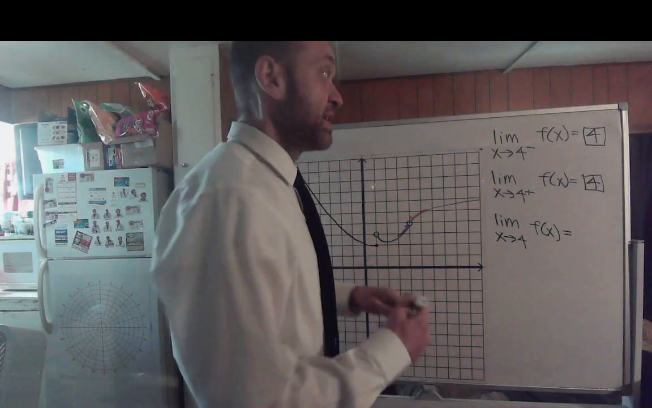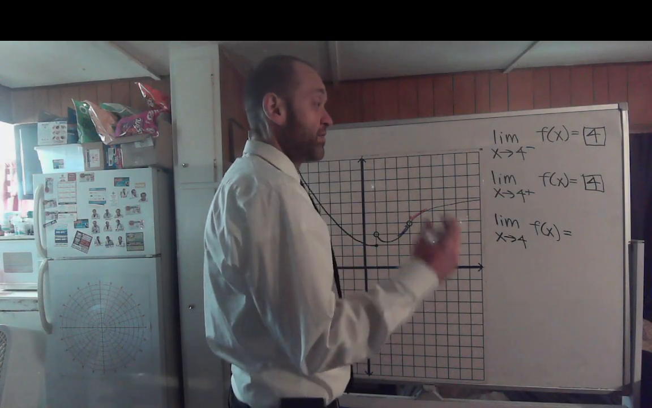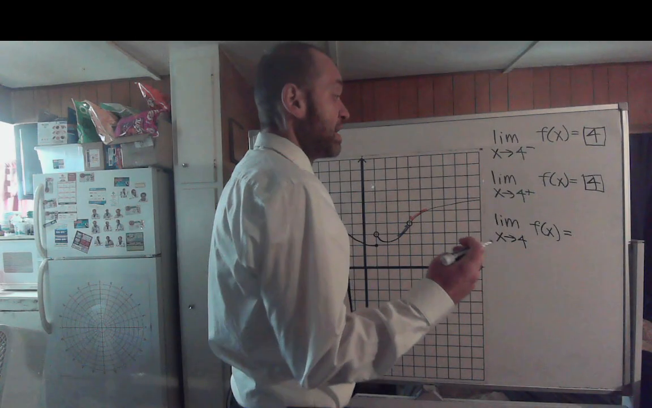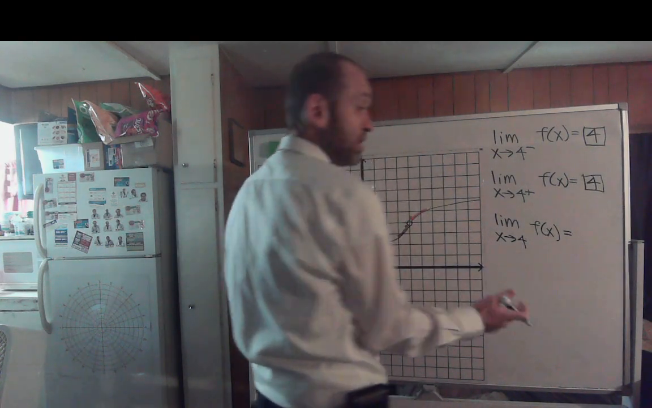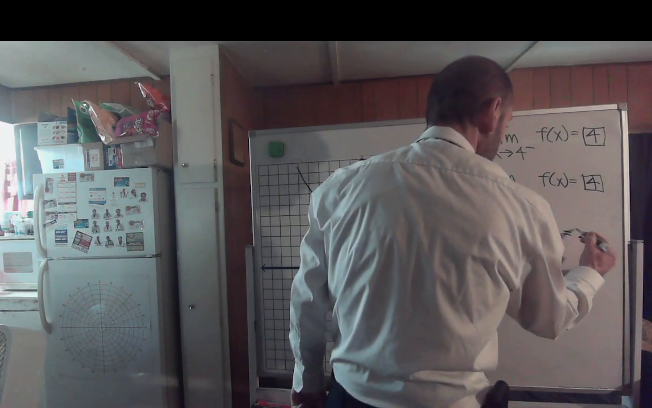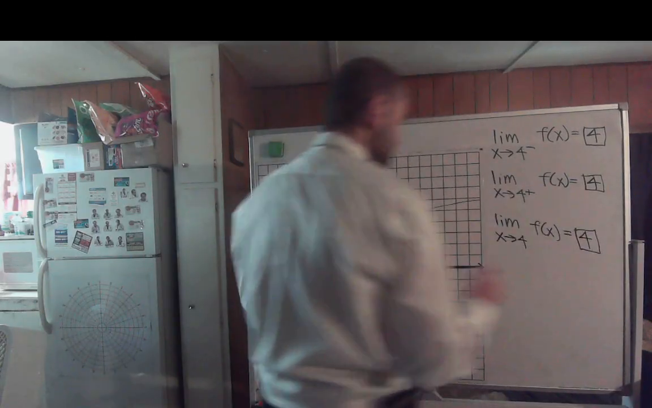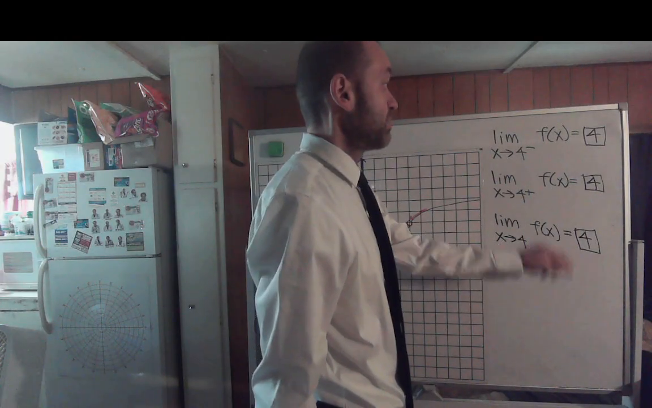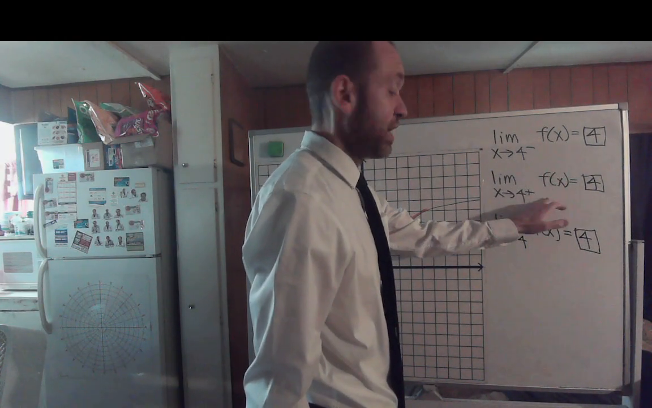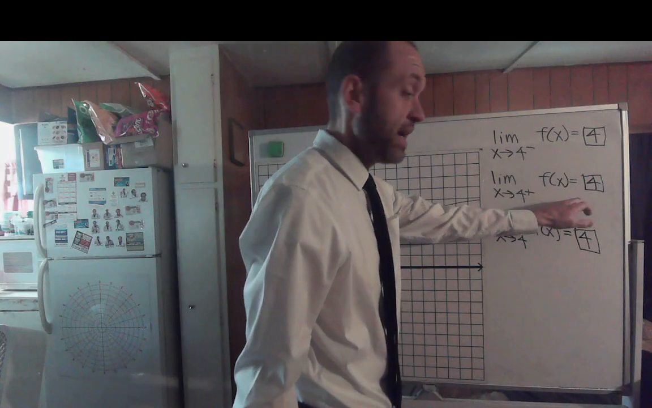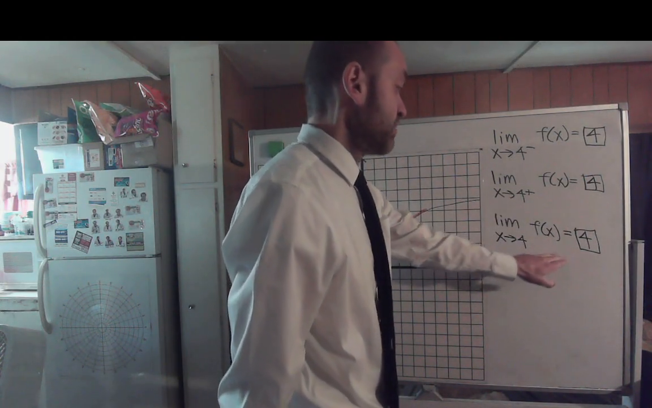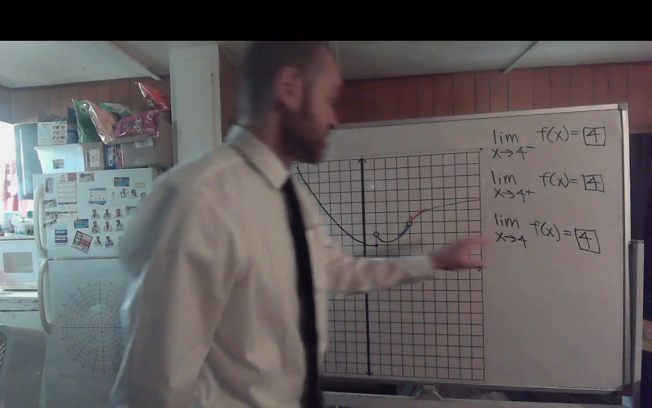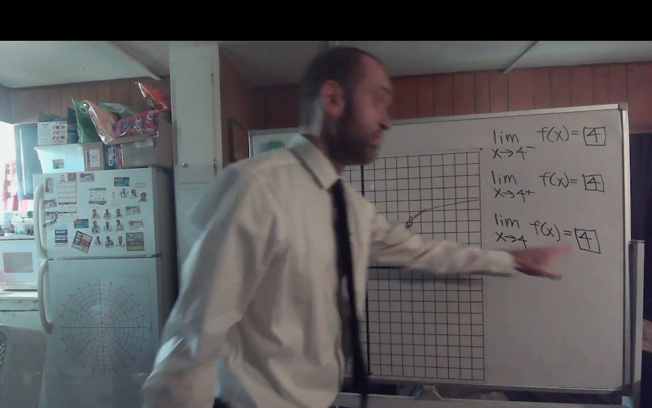If those three conditions are met, then we can say the general limit exists, and the general limit itself is 4. So the general limit as x approaches 4 is going to be 4, since both a left-handed limit and right-handed limit exist and they both match each other. So the general limit as x approaches 4 of this function is going to be 4.